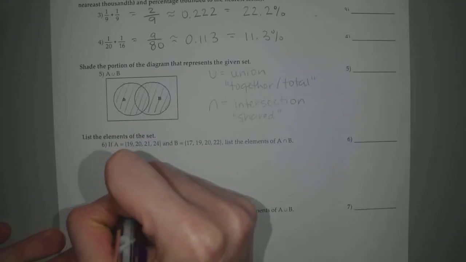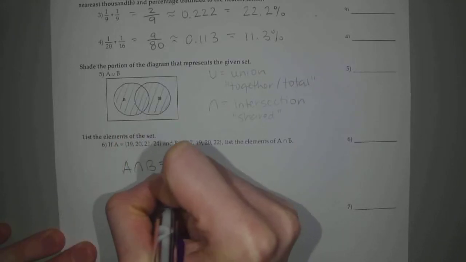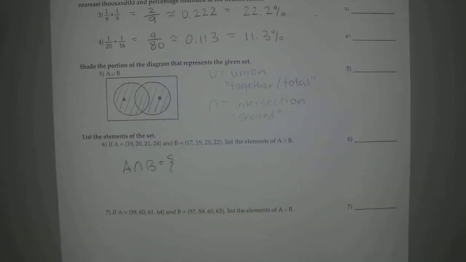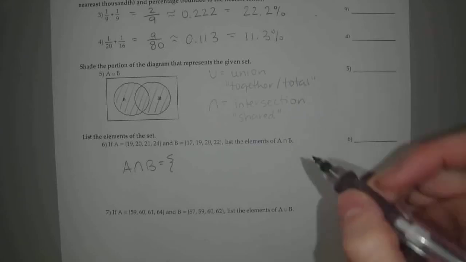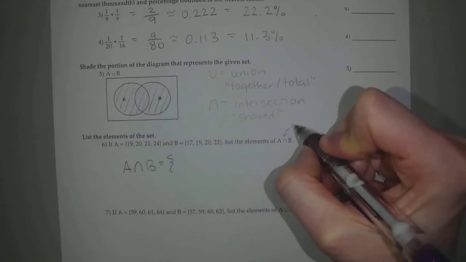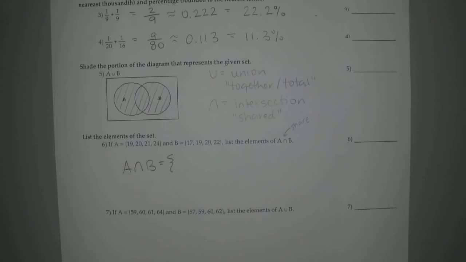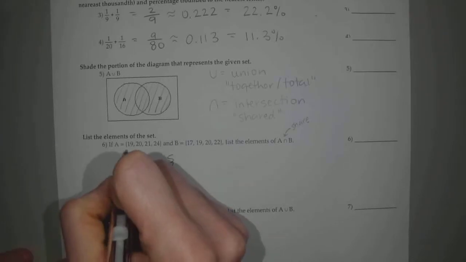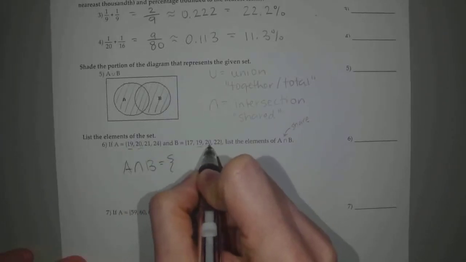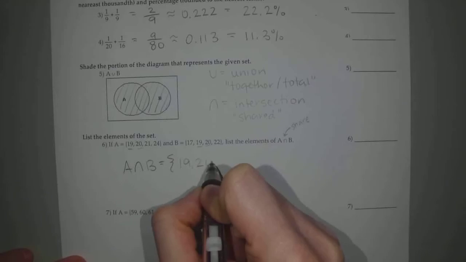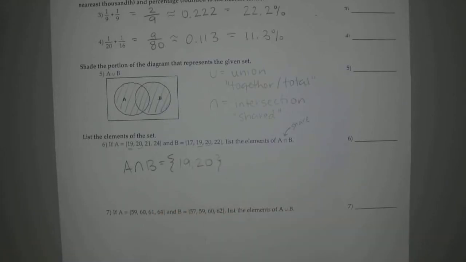So we're going to make a new set. It's called A intersect B, and it's going to have squiggly brackets. In this set, we're going to list all the numbers that A and B share, because intersection means shared. So what numbers do A and B both have? 19 and 20. Do you guys agree? So they both have 19 and 20. So this intersection set is made up of the two elements 19 and 20, okay?